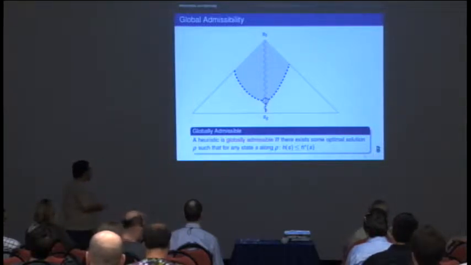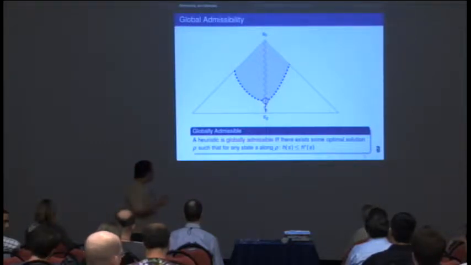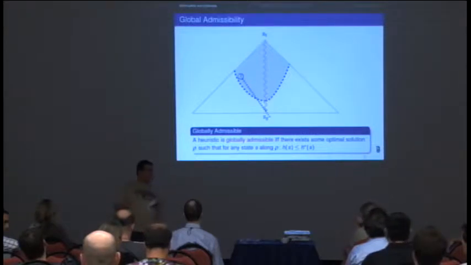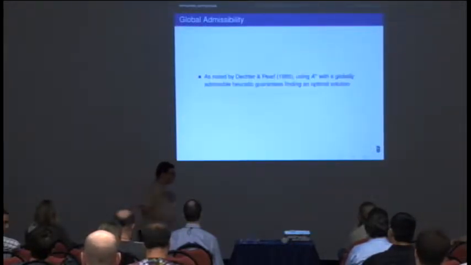So a heuristic is globally admissible if there exists some optimal solution rho, so this is the optimal solution rho, such that we get an admissible estimate for any state along this path. But for states that are not along this path, we might get inadmissible estimates. All right? So we call this global admissibility, and we can argue about the name. We've done that before quite a lot.